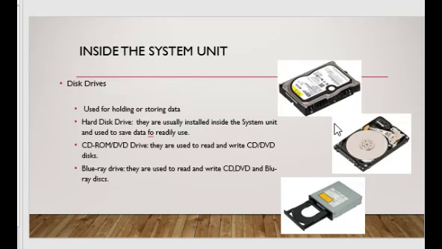Now, disk drive. Disk drives come in many forms. It can be a hard disk, CD-ROM, DVD drive or Blu-ray drive. They are basically used for storing and holding data. The hard disk is usually inside the cabinet of the system unit, although external hard disks are also available. Nowadays, 500 GB to 1 TB hard disks are commonly available in the market.